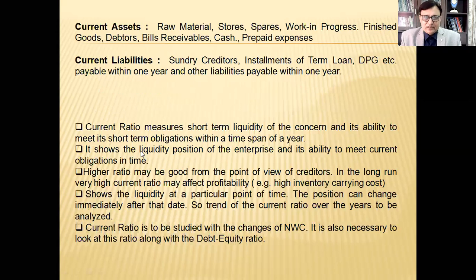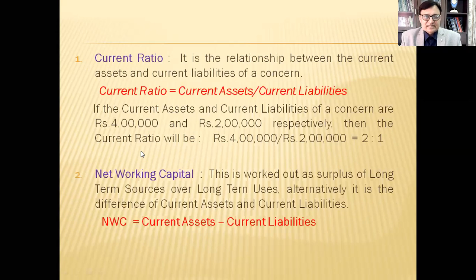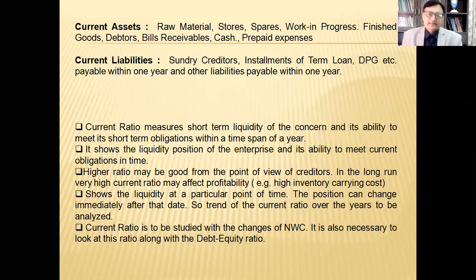Because we are using the terms current assets and current liabilities, what do we mean by current assets? Current assets usually means raw material, stores, spares, work in progress, finished goods, debtors, bills receivable, cash, and prepaid expenses. All these are treated as current assets. As far as current liabilities are concerned, they include sundry creditors, installment of term loan, all kinds of short term payables within 1 year and other liabilities payable within 1 year. All this is required to calculate the current liabilities.